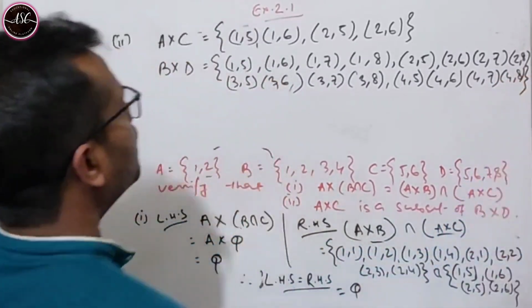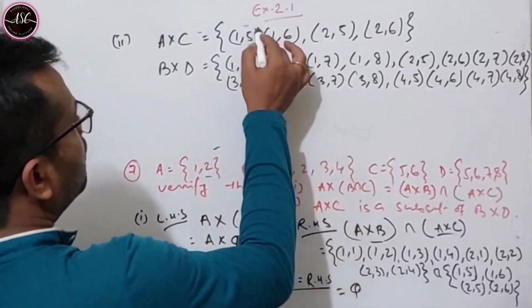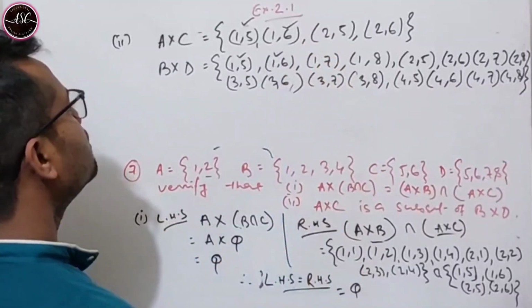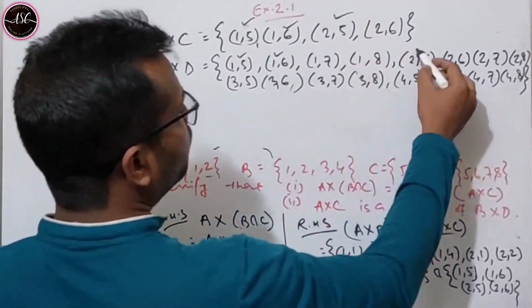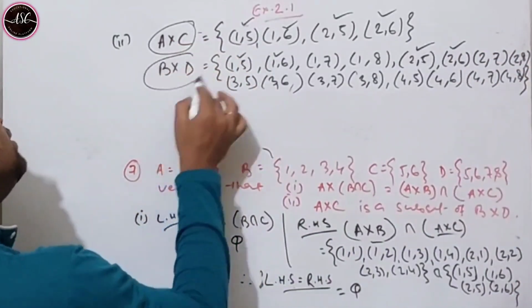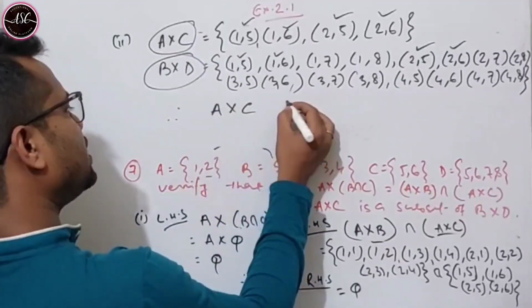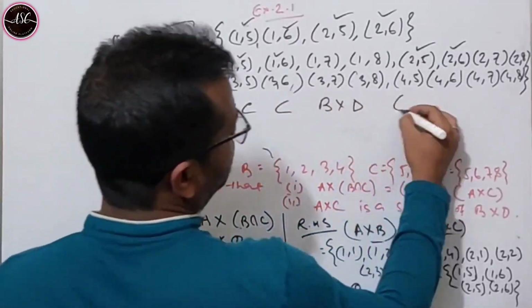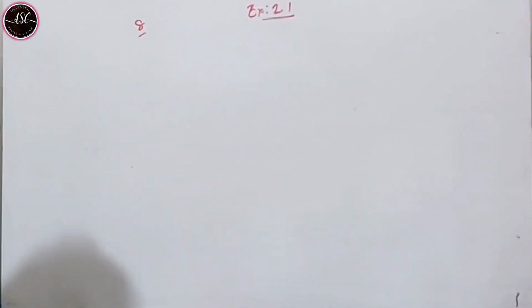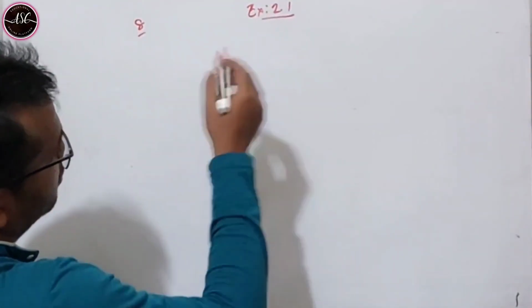Okay. Now look at these two Cartesian products. (1,5) is also available in B cross D. (1,6) is also available in B cross D. (2,5) is also available. (2,6) is also available. So all the members of A cross C are available in B cross D. So here A cross C is a subset of B cross D. So this is also verified. Okay. Now question number 8 is the topic of your next session, so this will be done in the next session.